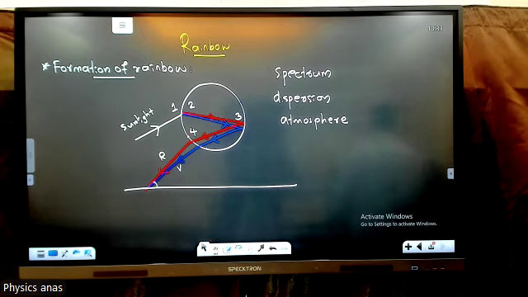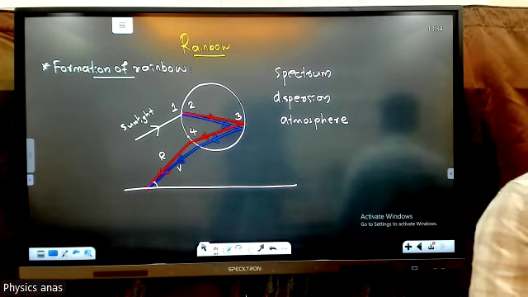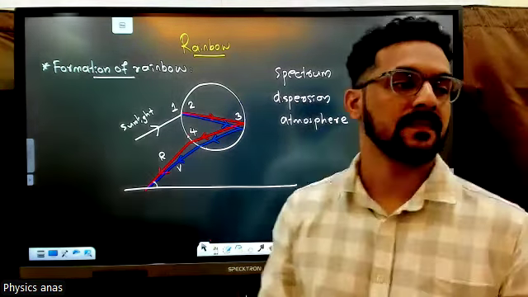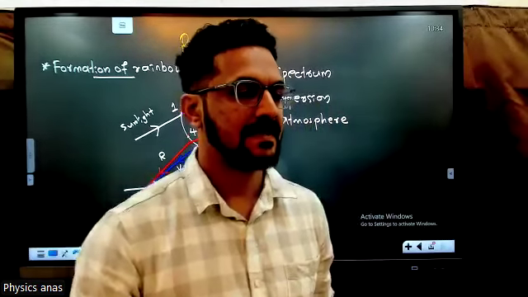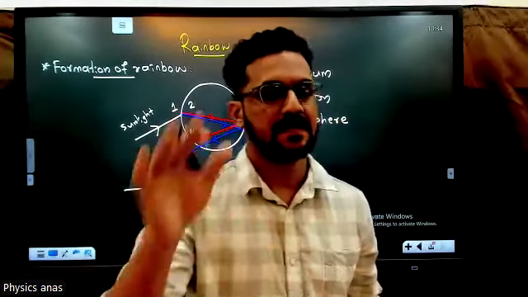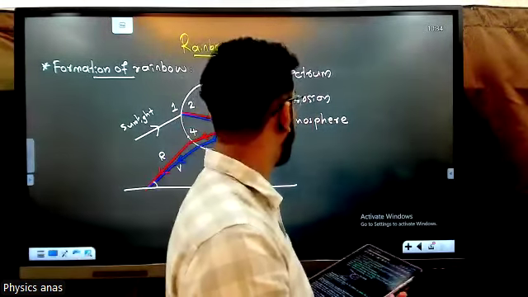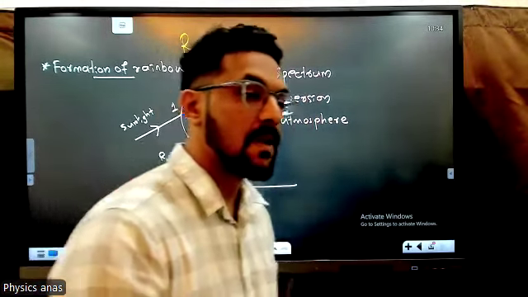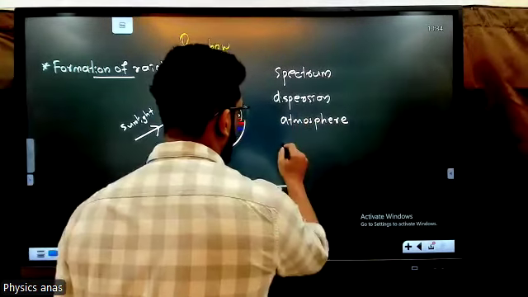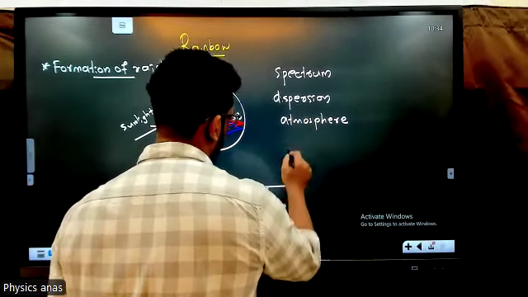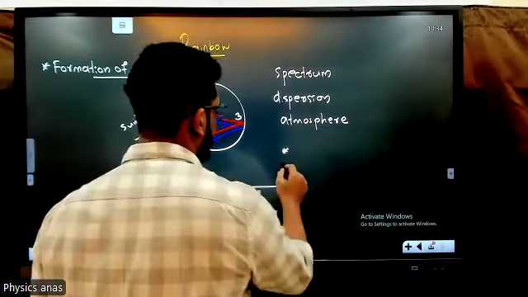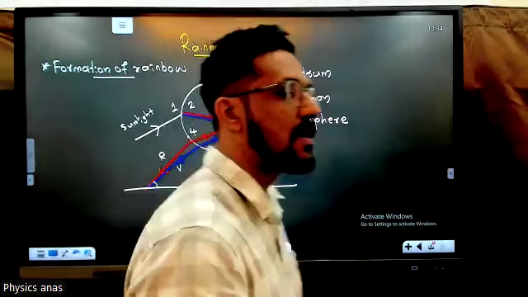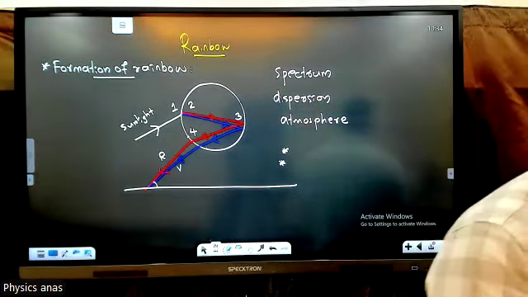The first point is: water droplets act as small prisms. Water droplets act as small prisms. That's the first point. Did you get it? Yes. Okay, the second one.